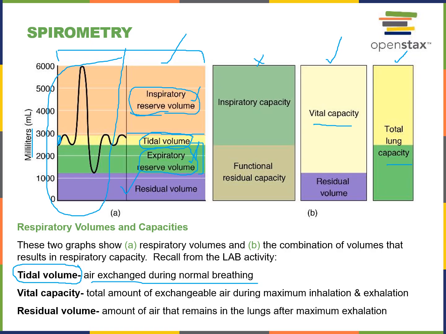Now to find vital capacity, one can sum the inspiratory reserve, the tidal volume, and the expiratory reserve, and that will give you the vital capacity of the person. It does not include residual volume. If we add vital capacity to residual volume, then we get what is called the total lung capacity.